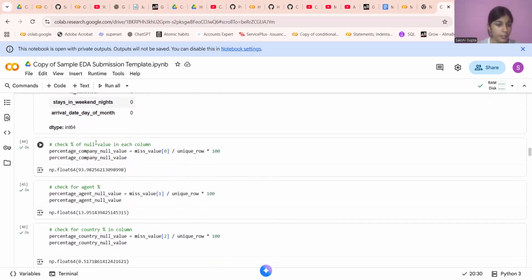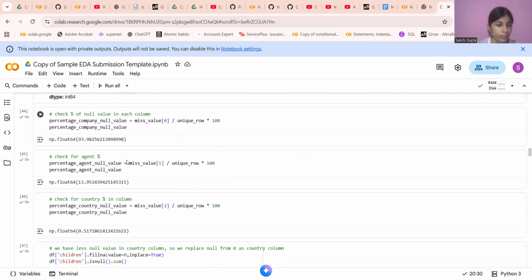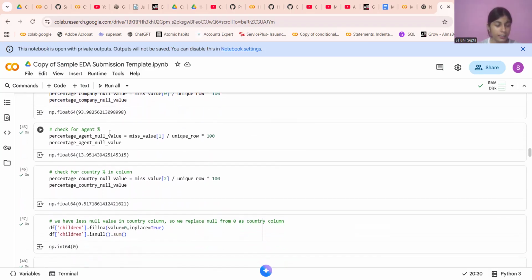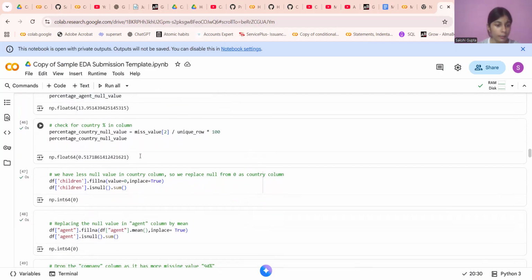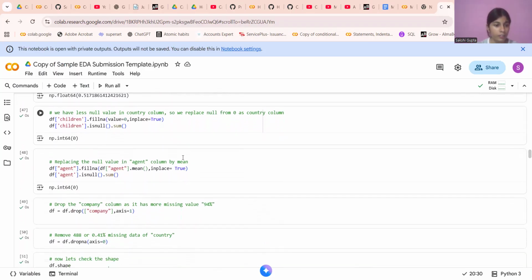Then I check the percentage of null values in each column. That is, percentage of null values equals missing values divided by the total count, multiplied by 100. Then I check the country percent in the column. We have fewer null values in the country column, so we replace null with 0 in the country column.